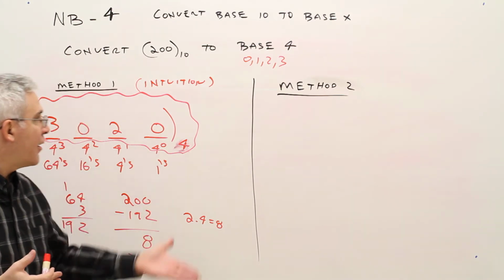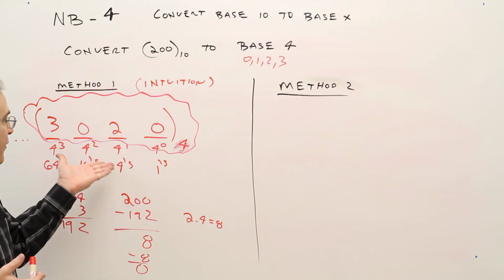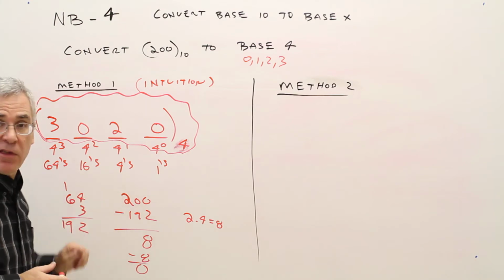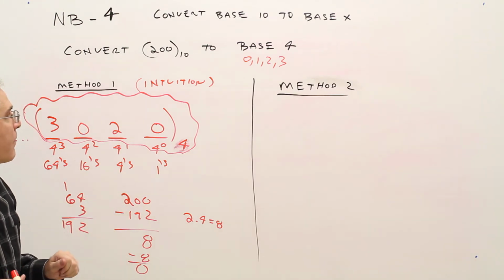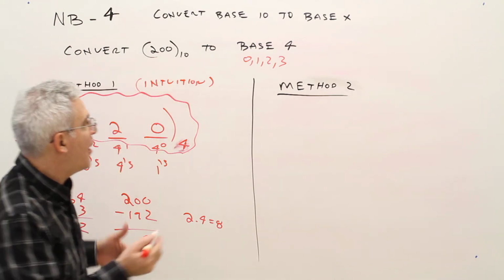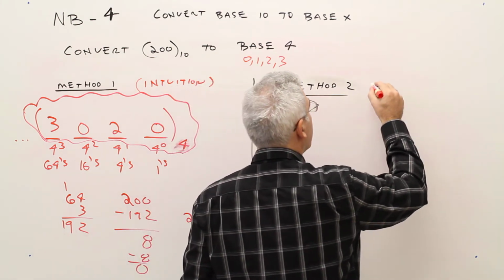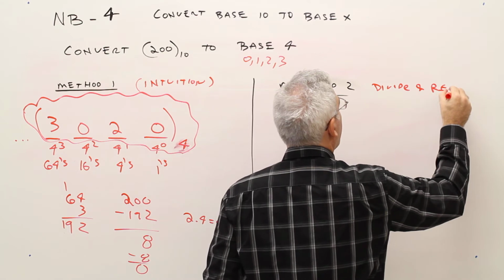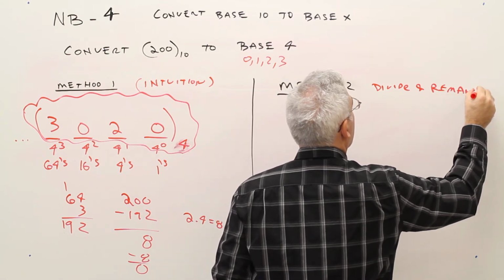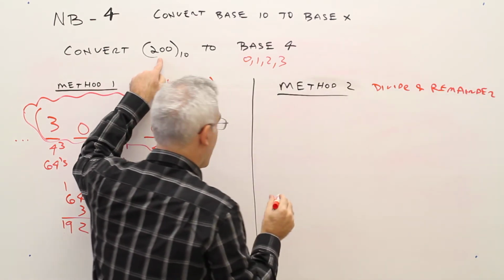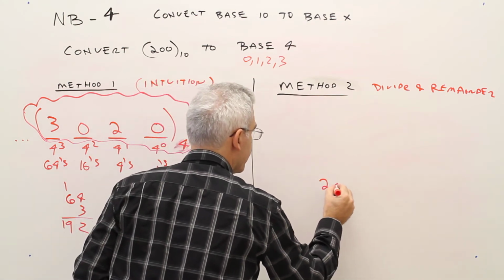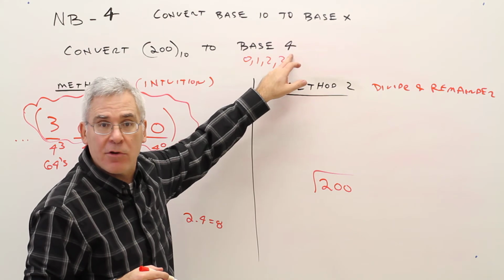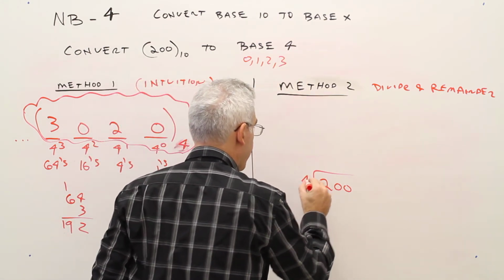Now there is a shortcut. I'll show the shortcut, but I just want you to understand what's really going on. So the shortcut is really doing this in disguise. Okay. So the shortcut I'll call divide and remainder. So we're going to start with 200. And we're just going to keep dividing it by the base number we're going into, in this case, base 4.